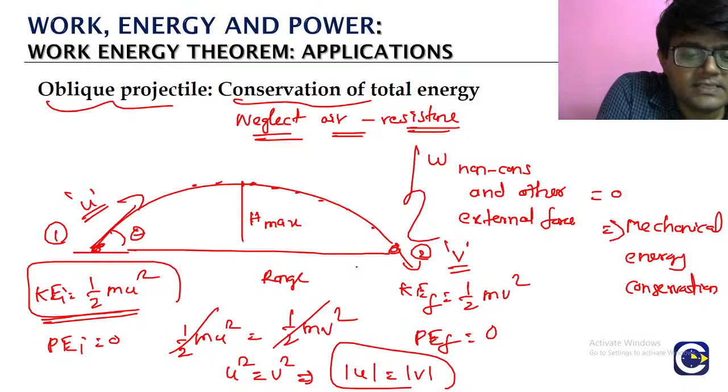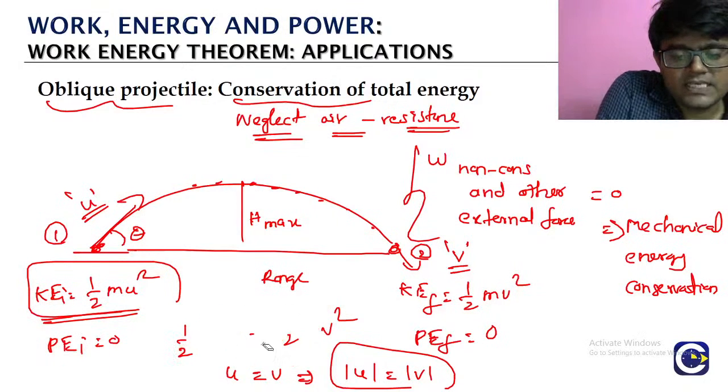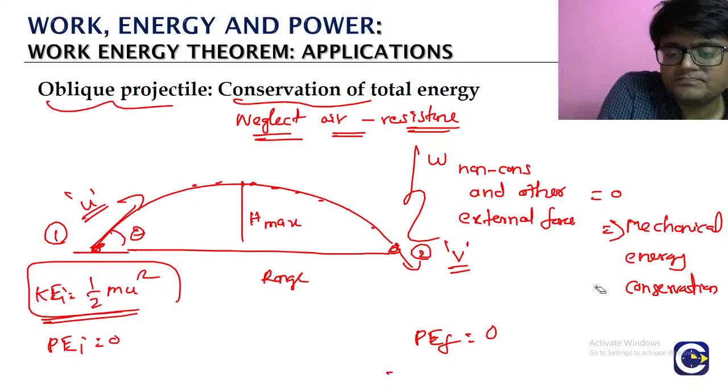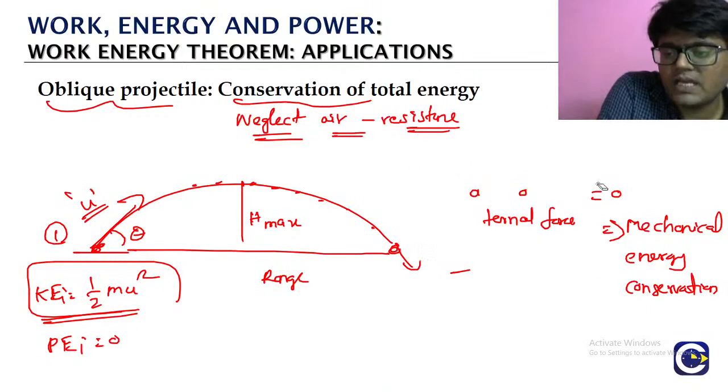Why? Because of the conservation of mechanical energy. So the magnitude of the final velocity when it is reaching the surface again will be the same as the magnitude of the initial velocity. Okay?